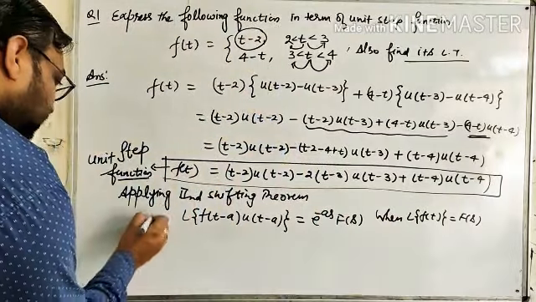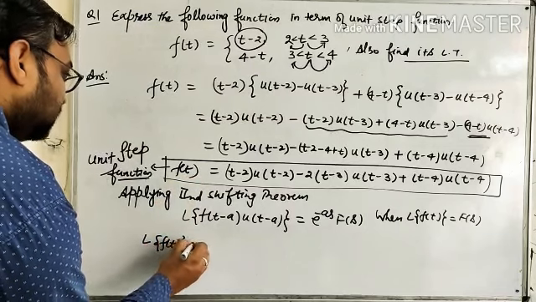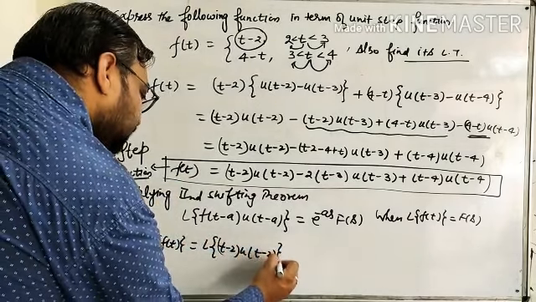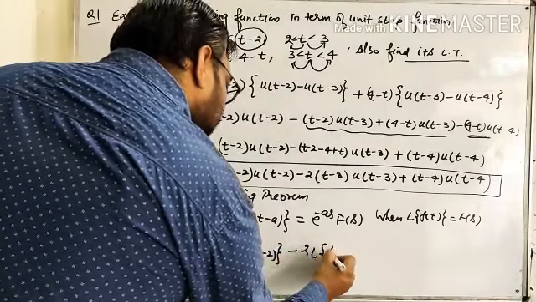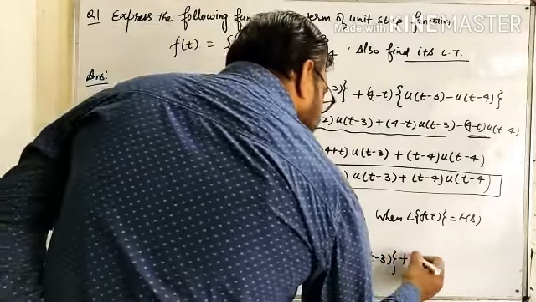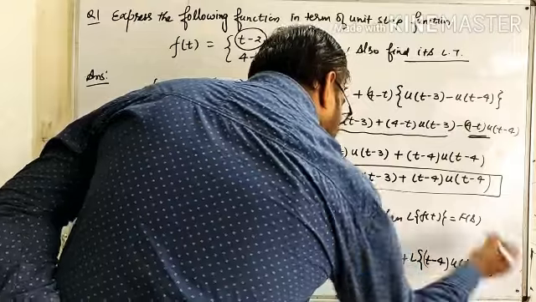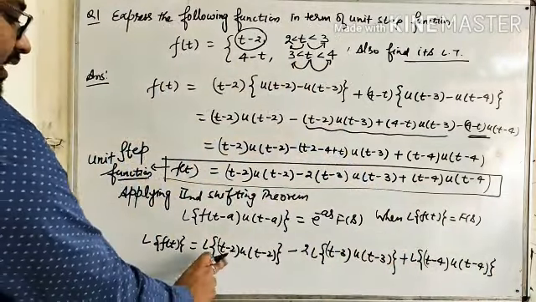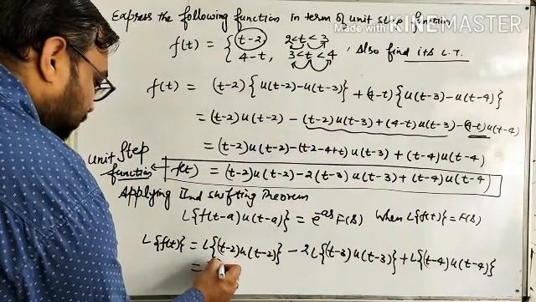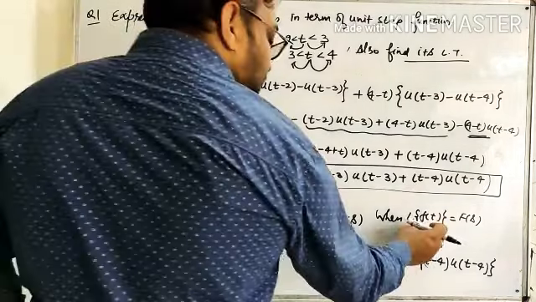So the Laplace of this particular function, Laplace of f(t), is equal to Laplace of (t minus 2) u(t minus 2) minus twice Laplace of (t minus 3) u(t minus 3) plus Laplace of (t minus 4) u(t minus 4). So what is a in this particular case? a is 2, so e raised to power minus 2s and Laplace of f(t).